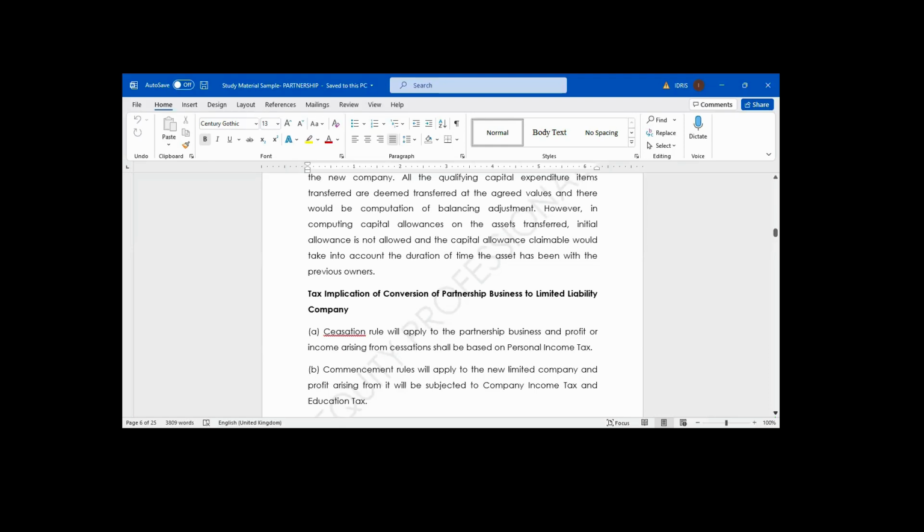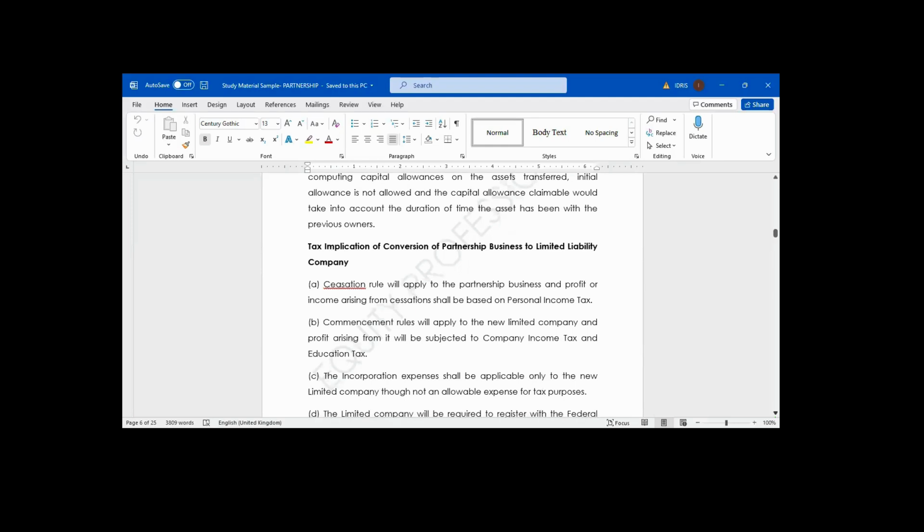Any profit that comes after 6 months from cessation will still be shared by the partners. Do you understand? Okay, sir. Yes.